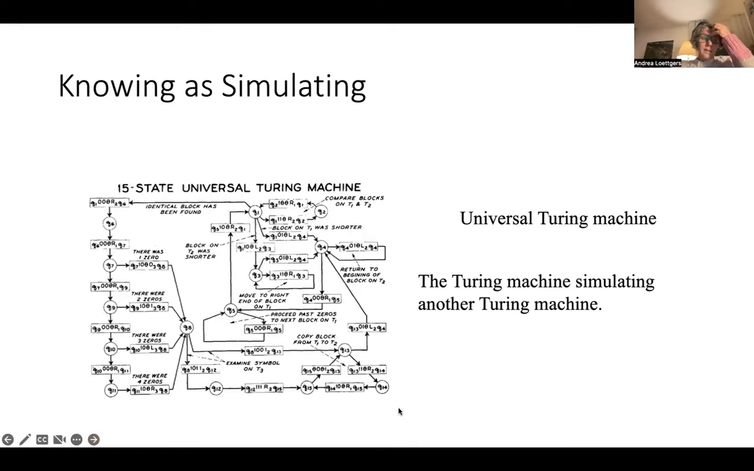So then he introduces something as knowing as simulating, and it took me some time to understand what he means. He starts out with the universal Turing machine, where you have different Turing machines simulating each other. But in order to be able to simulate, you have to know. You cannot simulate something which you don't have any knowledge about.